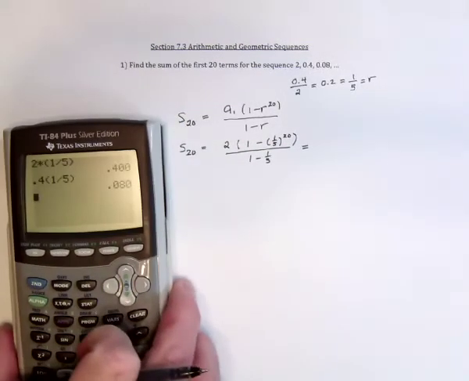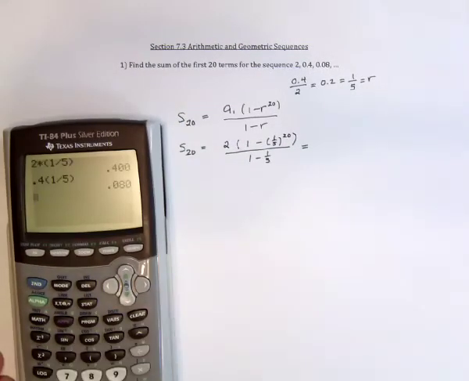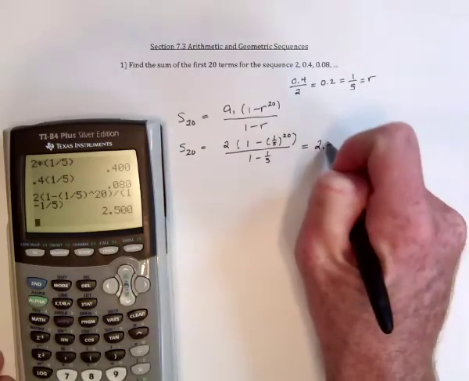So that's 2 times... Make sure that 1/5 is in parentheses, so it's raised to the 20th power. There's the numerator, divided by the denominator in parentheses, 1 minus 1/5, and we get 2.5.